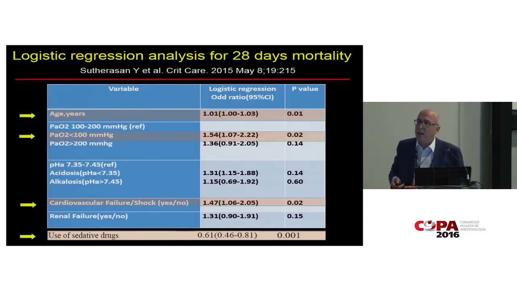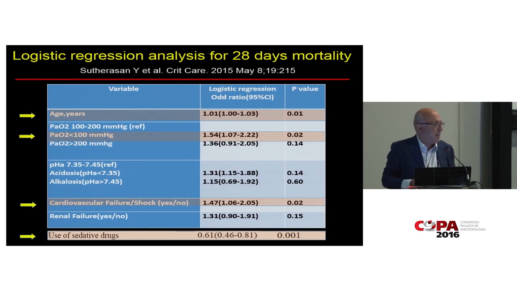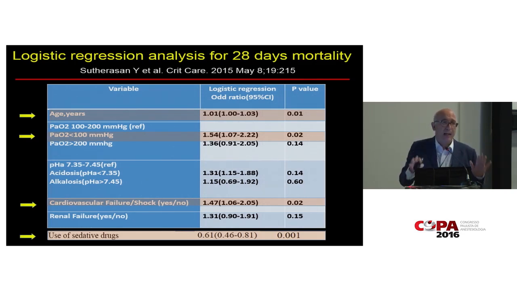Which are the factors which are going to predict mortality in these patients? Age, of course, and PO2, but mainly hypoxia or relative hypoxia, when PO2 was less than 100 in these patients in the first days, and of course cardiovascular shock, which is associated with mortality. But interestingly, we found that the use of sedative drugs in the first 2 days was associated with better outcomes. So the more we maintain the patient sedated in the first 2 days, the more likely we are to have a better outcome.